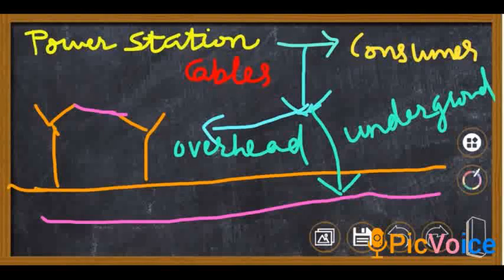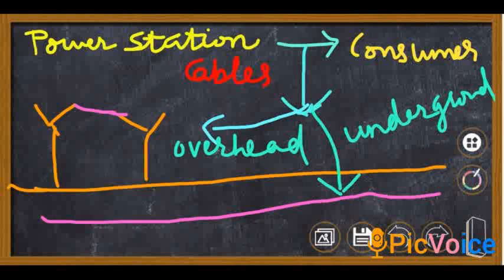Now let's see how the electricity comes from the power station to the consumers. It is via cables. Now these cables or these wires are used in two ways, either above the ground or below the ground. Above the ground there are transmission towers, you can see Y shaped, they are set up, and between them the wire is passed. So these are known as overhead cables.